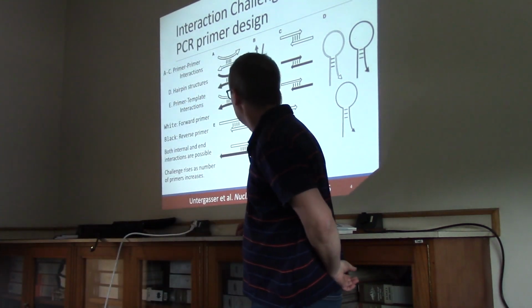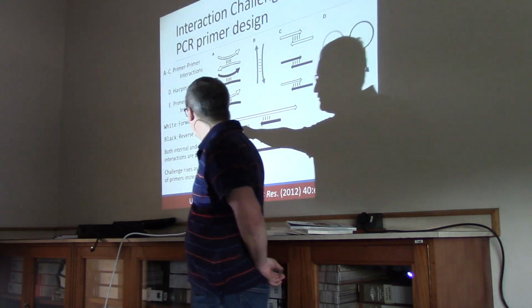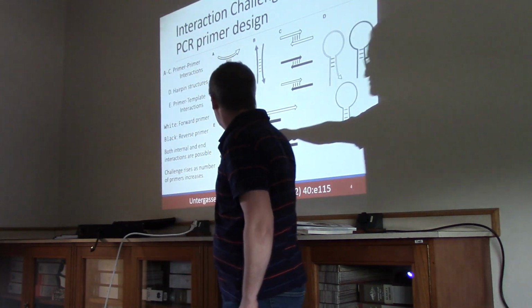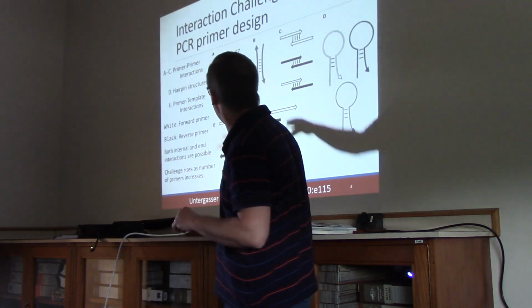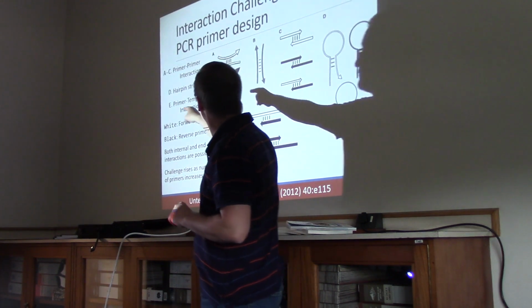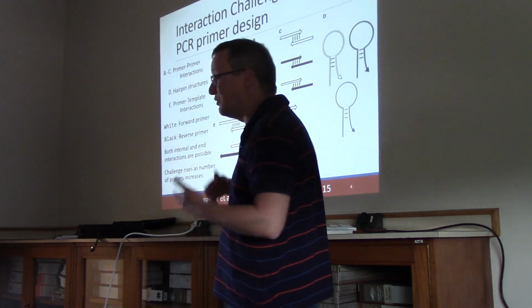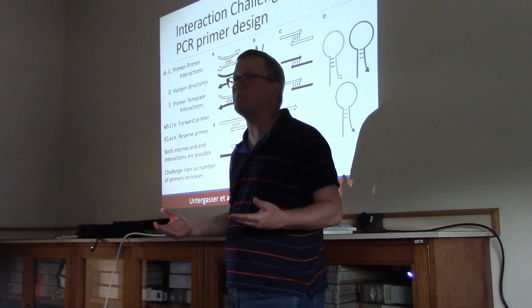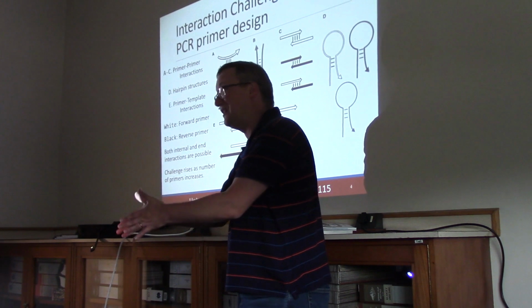In this case, the visualization we're using comes from this paper. You can see that the white primers here represent the forward primers, and the black ones represent reverse primers. So you could imagine a variety of different kinds of primer-primer interactions. If you have a bad primer design, you could find that your forward primers interact with themselves.